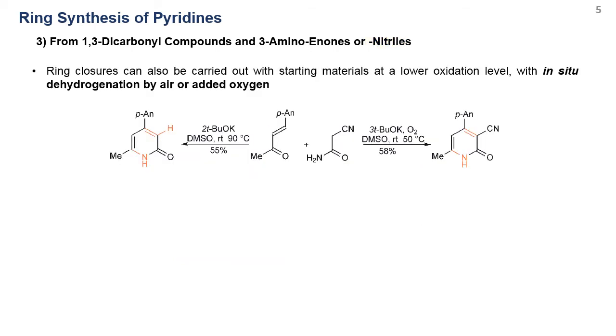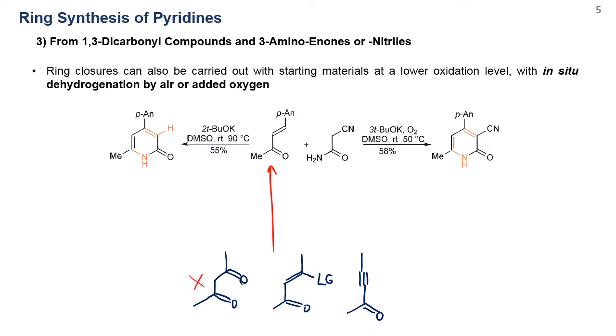So far in the previous examples, we normally use the 1,3-dicarbonyl compounds as the electrophilic site, or it could be the enones with a leaving group attached to it here, or it could be the ynone, right? Because these compounds have the right oxidation level to give you the pyridine straight away. But if you don't use these and you use the enone instead, this one has a lower oxidation level, and in the end you need to do something with it. For example, in this example, you use nitrogen here and carbon here to attack carbon here and carbon here.